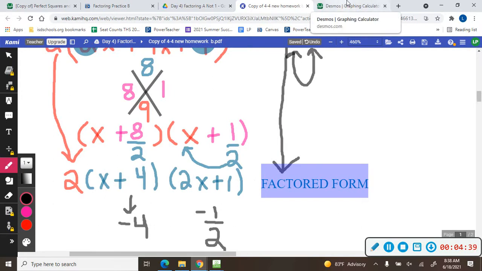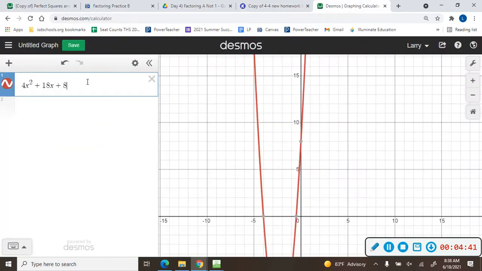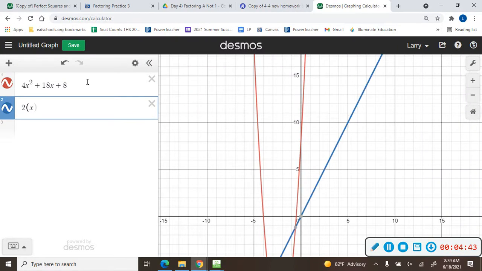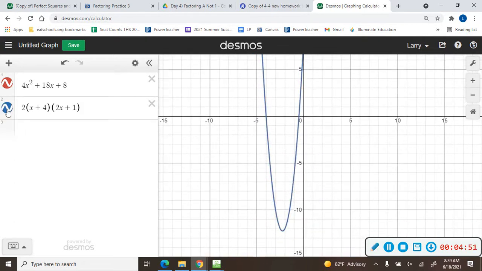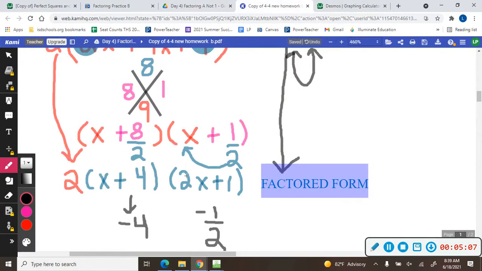Now checking my work, if I plug this in factored form, it should be the same graph. 2x plus 4, 2x plus 1. And notice, they are the same graph. The 8 tells me the y-intercept. The 4 tells me it crosses at -4. The 2x plus 1 says it crosses at negative 1/2. So they are the same thing, they just tell me different information. So I know this is correct.